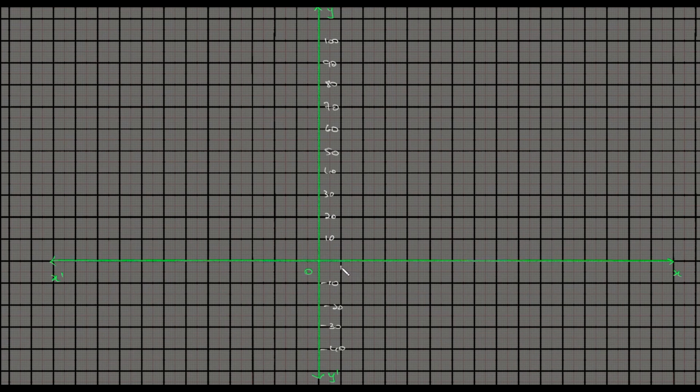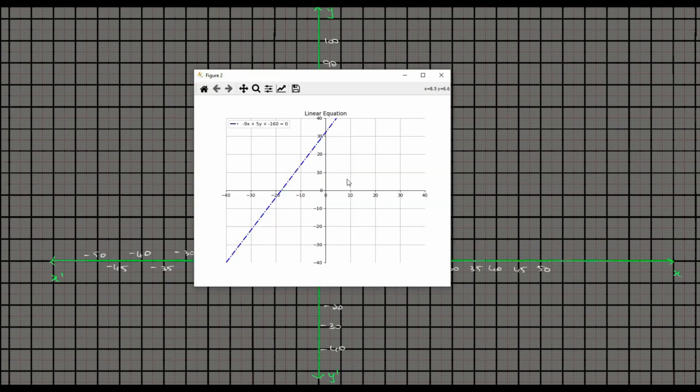So this is 5, 10, 15, 20, 25, 30, 35, 40, 45, 50, minus 5, minus 10, minus 15, minus 20, minus 25, minus 30, minus 35, minus 40, minus 45, minus 50. Okay, I think, yeah. So this is the tough part, right? That's why we go with digital, because it's very convenient.